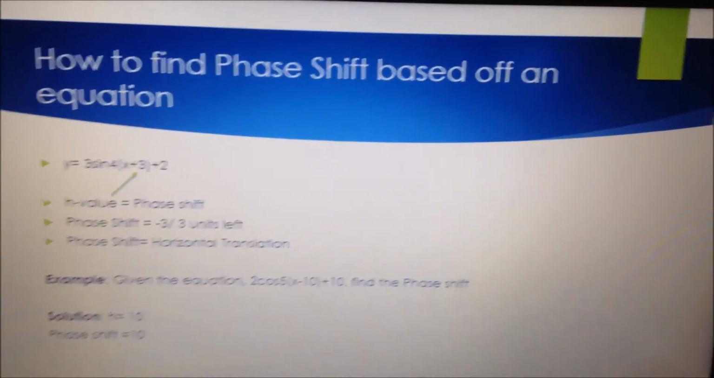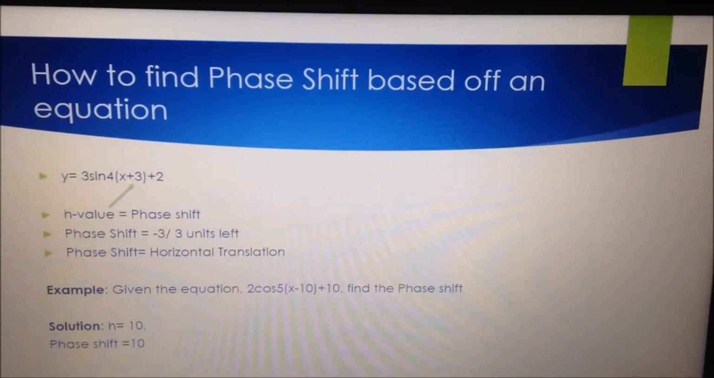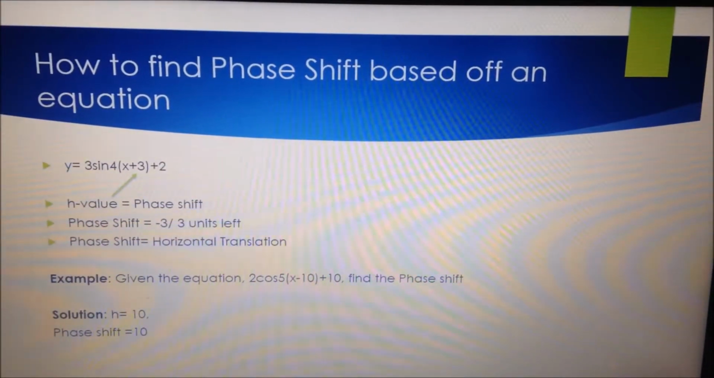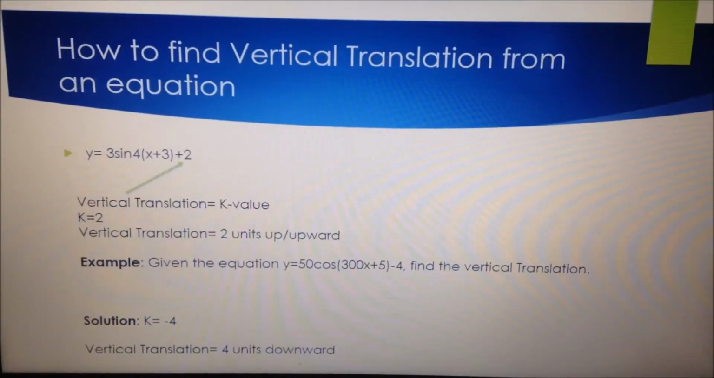So now let's take a look at a sample equation. Given the equation 2 cos 5 times x minus 10, plus 10, find the phase shift. Well, we know our h value is going to be 10, so therefore our phase shift is positive 10, or 10 units to the right.